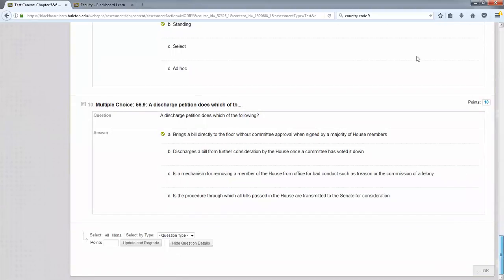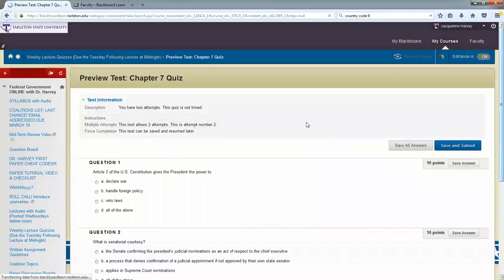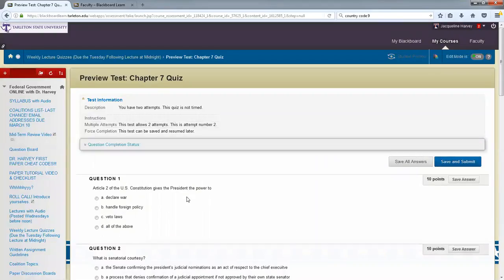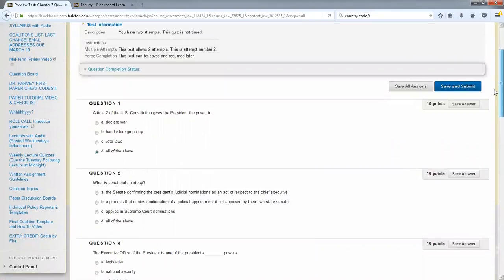All righty. So let's go ahead and move on to chapter 7. Okay, I can actually take this one. Article 2 of the U.S. Constitution gives the president the power to declare war, handle foreign policy, veto, all of the above. What is senatorial courtesy?